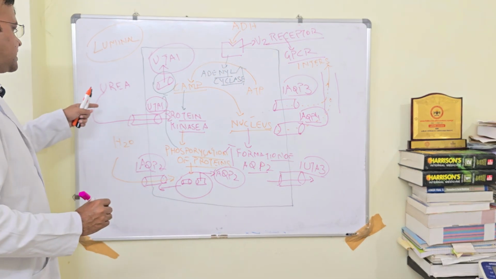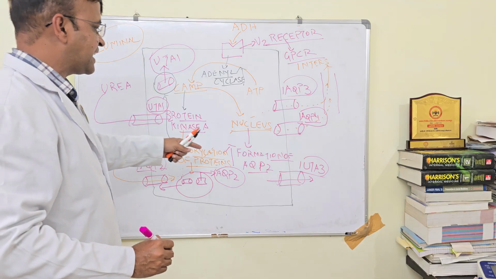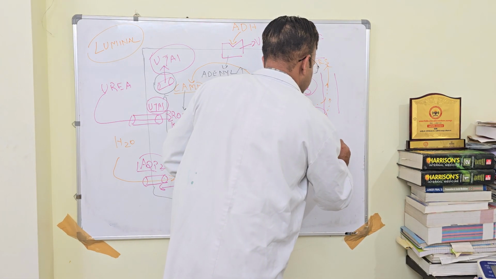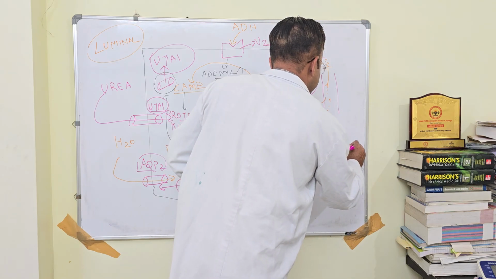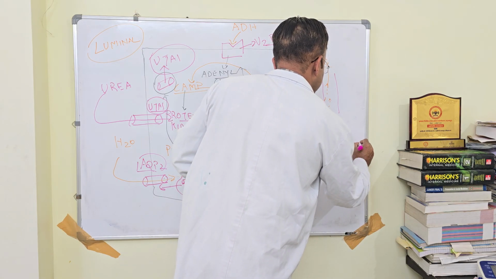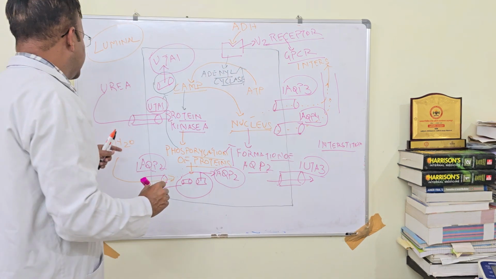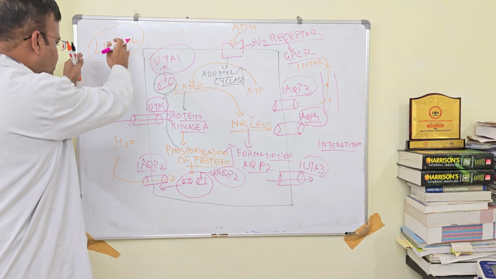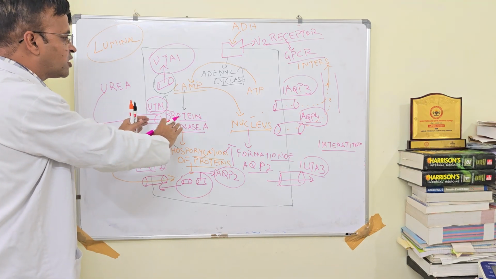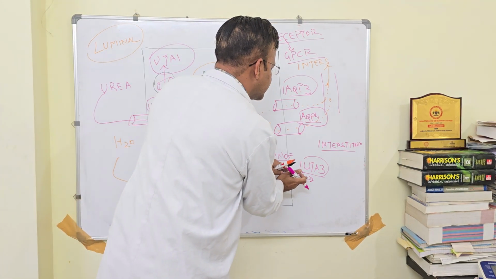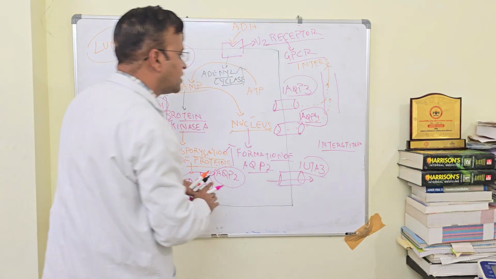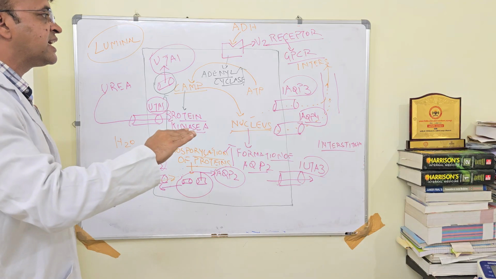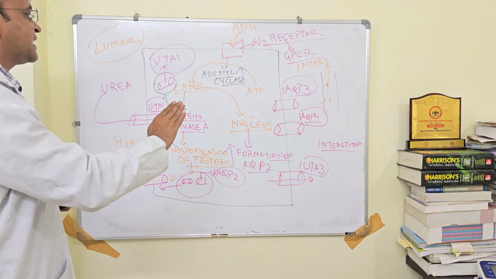It will come inside through UTA1 and exit the cell into the interstitium through UTA3. Now, this is the luminal side. That means from the urine side, the urea is getting reabsorbed and it is exiting the cell through UTA3 going into the interstitium. From the interstitium, it is going to enter your thin ascending limb of loop of Henle.